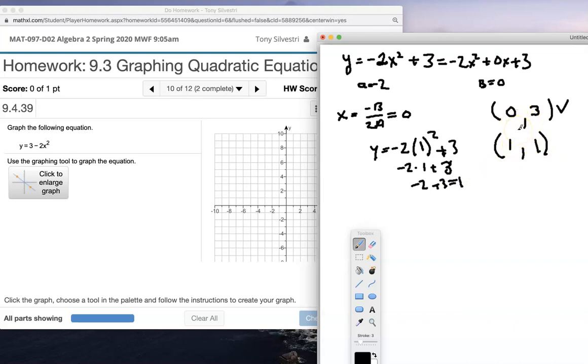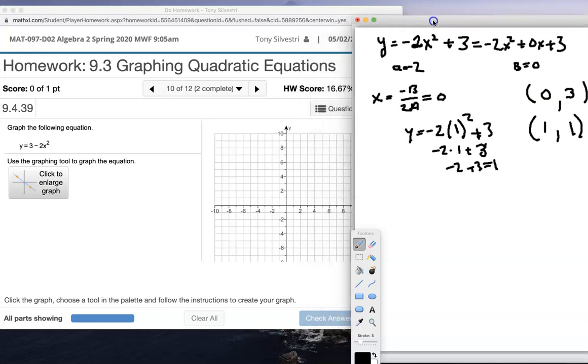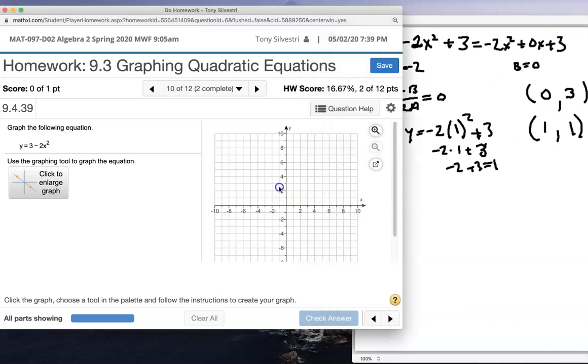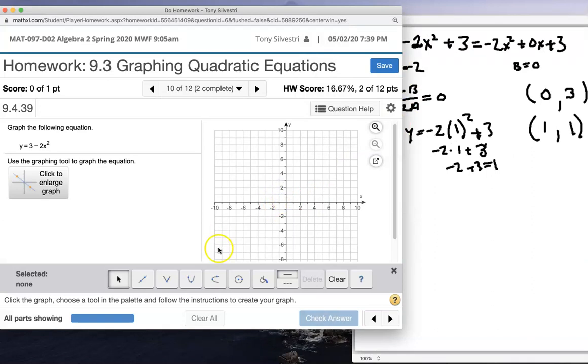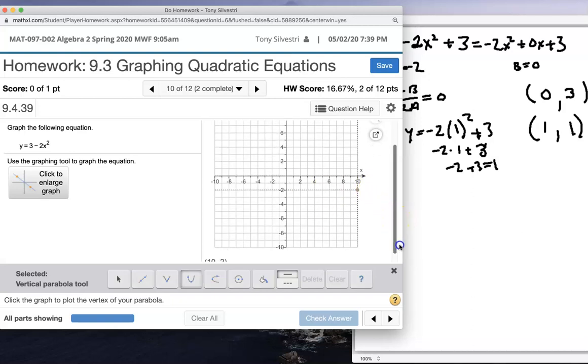The hard work is done. You've got your 2 points. It should be very simple to see. Click the graph. Get the vertical parabola tool. Start at the center of the world. Let's see if we can get this up here. Yeah, 0, 0.